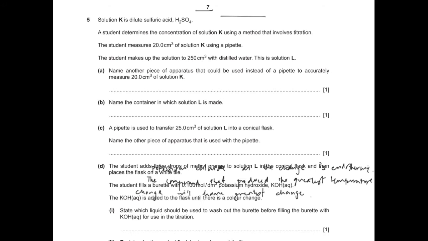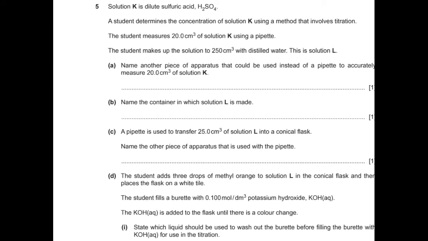Okay, so the next question is a titration one. Solution K is sulfuric acid. The student determines the concentration of K using a method that involves titration. The student measures 20 cm³ of K using a pipette and makes it up to 250 cm³ with distilled water. Whenever you're making a solution with distilled water, you will be using a volumetric flask.